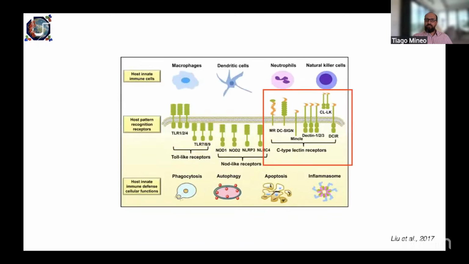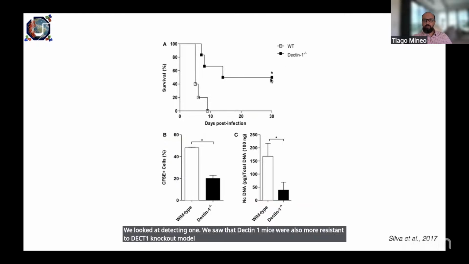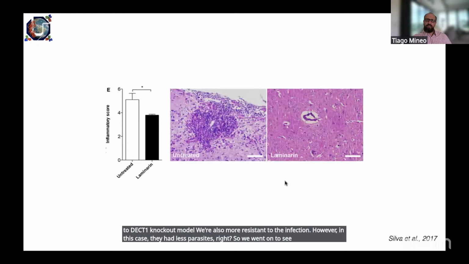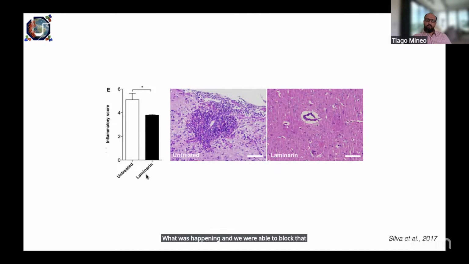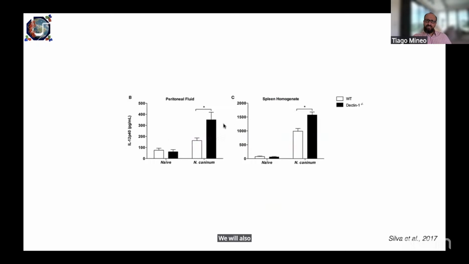We also took a look at other receptors, a different class, the C-type lectin receptors, or CLRs. We looked at dectin-1. The dectin-1 knockout mice were also more resistant to the infection. However, in this case, they had fewer parasites. So we went on to see what was happening, and we were able to block dectin-1 with an antagonist. We would see less inflammation in tissues. We also saw increased IL-12 in these fluids or tissues, showing that the mechanism was different from what we see with NOD2.